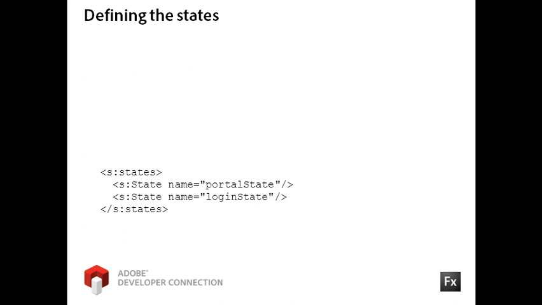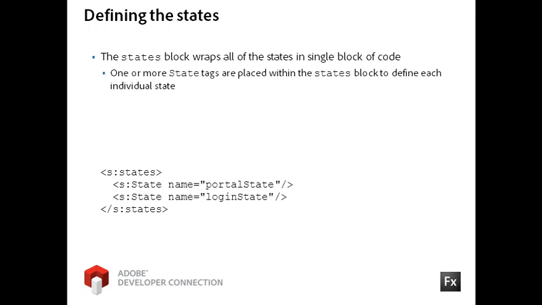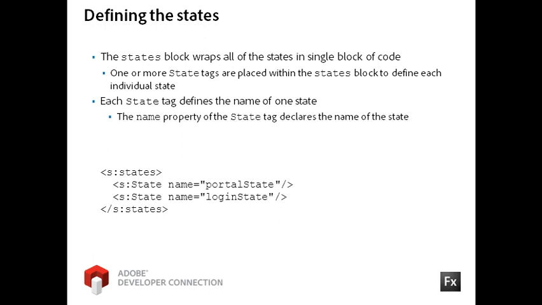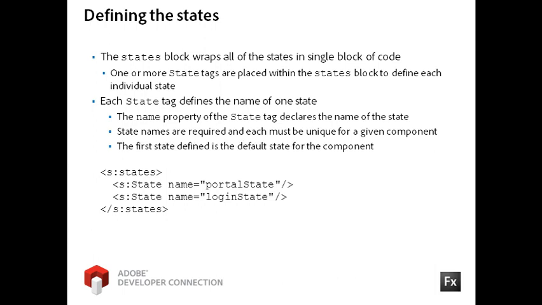Changes made to components in design mode are reflected in your MXML code, so let's talk about these MXML tags. The states property defines the states in the immediate parent component and wraps all of the defined states in a single block of code. Each state instance defines the name of one state of the application and takes one property, the name of the state. The name property is required and must be unique in the given component. The first state defined in the states property is the default state for the component.